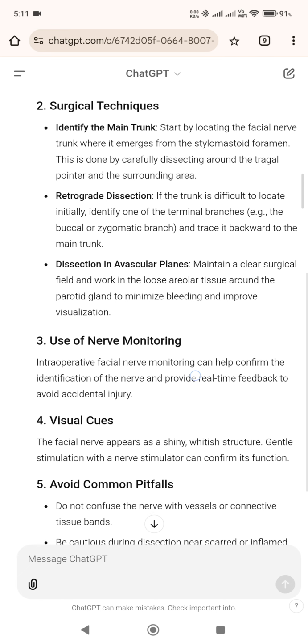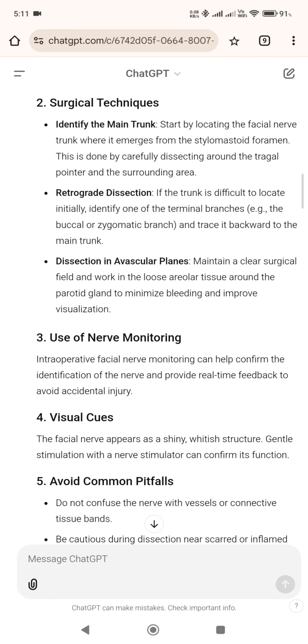2. Surgical techniques. Identify the main trunk. Start by locating the facial nerve trunk where it emerges from the stylomastoid foramen. This is done by carefully dissecting around the tragal pointer and the surrounding area.